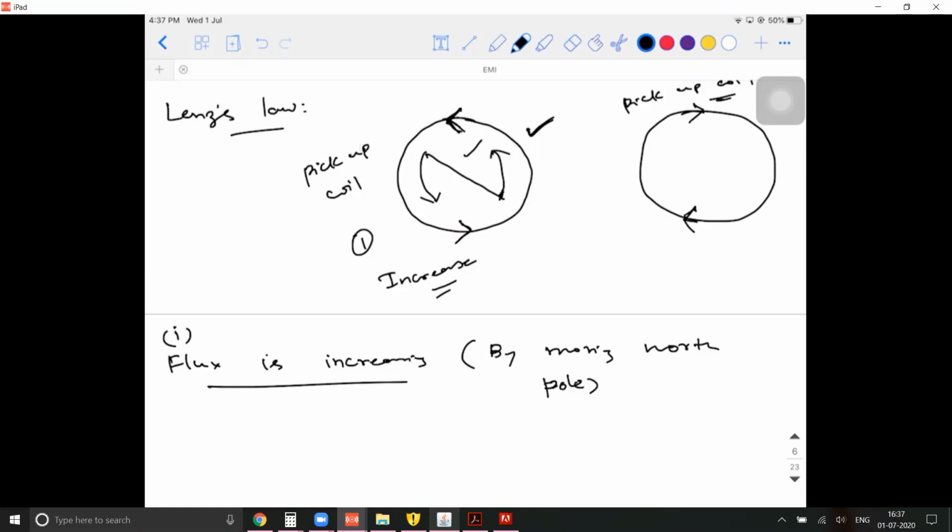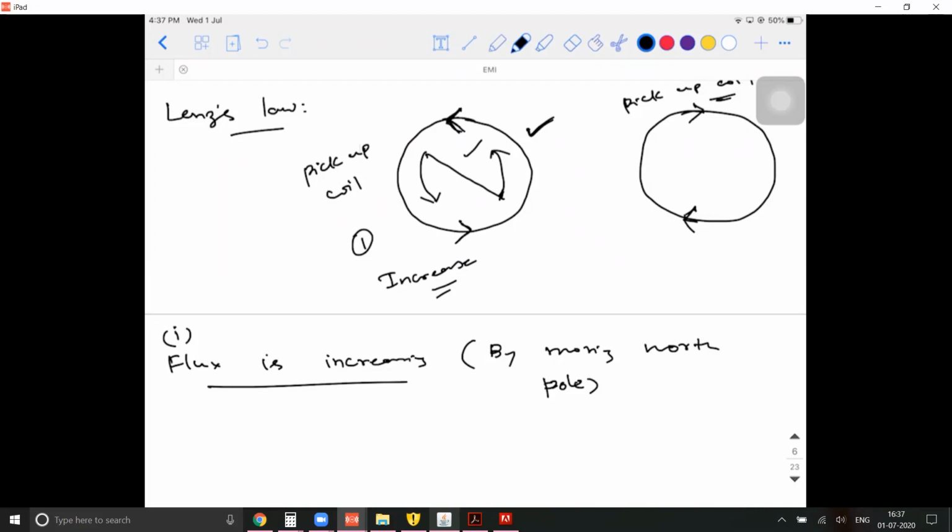To put it in very simple terms, if you're moving a particular pole towards the pickup coil, whichever side the coil is facing, the coil will start behaving like the same pole. If the North Pole is moved towards the pickup coil, the coil will behave like a North Pole. If the South Pole is moved, it will behave like a South Pole. Is this clear?